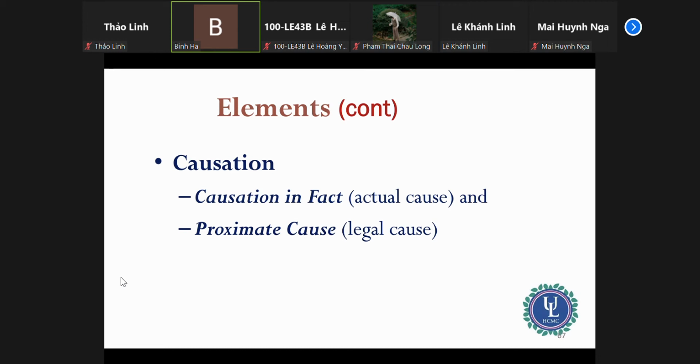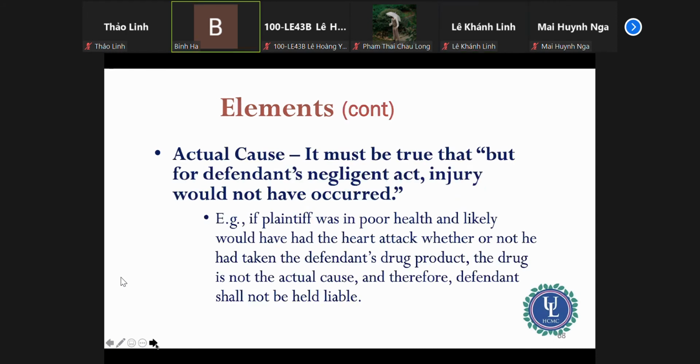Okay, yep, good. So that is about proximate cause or legal cause. Very, very good, Ling. Okay. So yeah, here is the clear explanation.